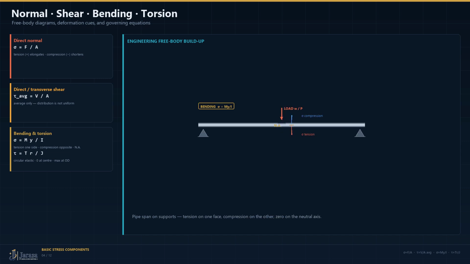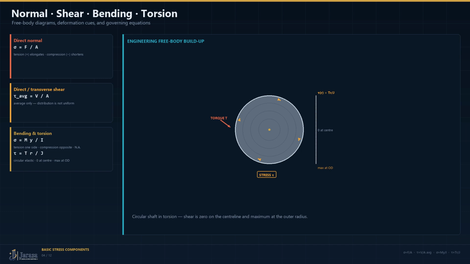Bending stress follows sigma equals My over I. One face is in tension, the opposite face in compression, and the neutral axis carries zero normal stress from bending. A pipe span between supports is a classic case, dead weight and live load create a moment, and the extreme fibers at midspan see the highest bending stress. Torsional shear on a circular elastic shaft is tau equals Tr over J. Shear is 0 on the centerline and maximum at the outer radius, with circumferential sense matching the applied torque.